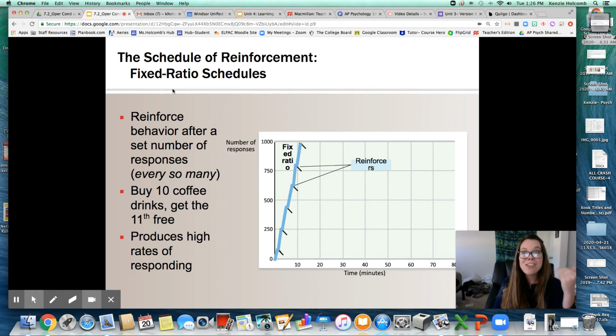And that is why you keep coming back, because you're trying to get that free drink, but in reality, you're still paying the money, aren't you? So again, coffee shops. This is like anything that has those little cards where you get stamps. They are trying to reinforce you coming back in, right? A fixed ratio is a fixed number. So after every 10 drinks, you get the 11th free, right? It produces very high rates of responding.